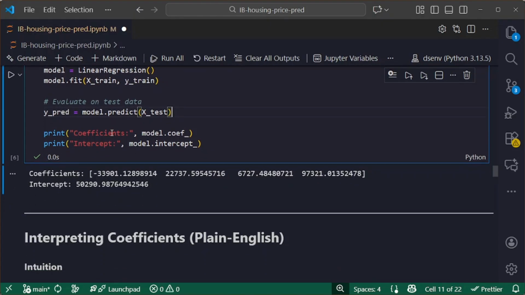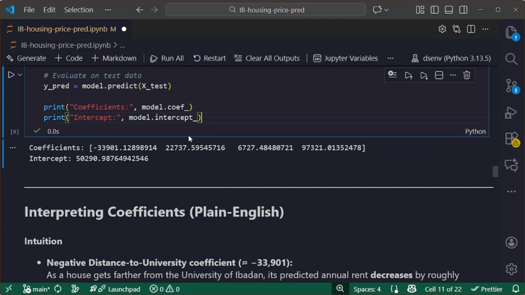Then we print the values, which are the coefficient and the intercept for the model. These are basically values of the current model that we fit. What coefficients are telling you is how exactly they correlate. Remember we talked about each of the features correlating with the average rent price. So something like distance to university environment, it correlates to the eventual rent price. How much do they correlate? Is it positive or is it negative? That's what the coefficients tell us.